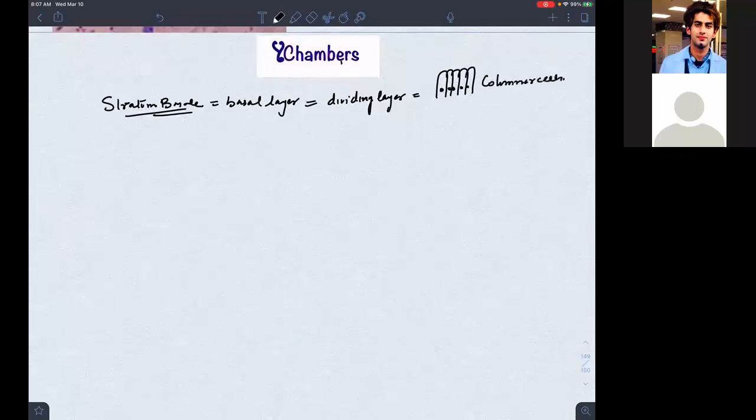If I talk about the stratum spinosum, it is called the prickle layer. Why? It has a spiny arrangement of cells. Do you remember the junctions, desmosomes? If you want to see desmosomes very nicely, you should go to the stratum spinosum layer.